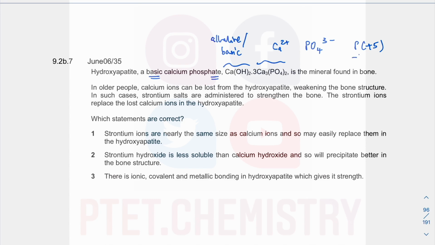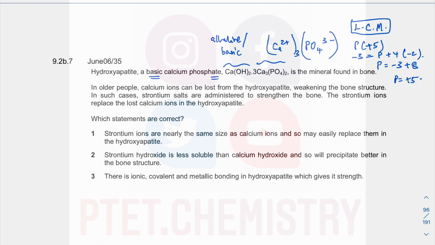You could show it, but ideally you should be able to pick this up from practice after practice. So there's phosphorus in the +5 oxidation state. This is 2+, this is 3-. If you do something called lowest common multiple, LCM, from your primary school mathematics, your common multiple is going to be 6. Plus 2 to become plus 6, you will need 3 of it. Minus 3 to become minus 6, you will need 2 of it. Only then you get this ratio, Ca3(PO4)2. Only then the charges balance out and you get a compound with no overall charge.